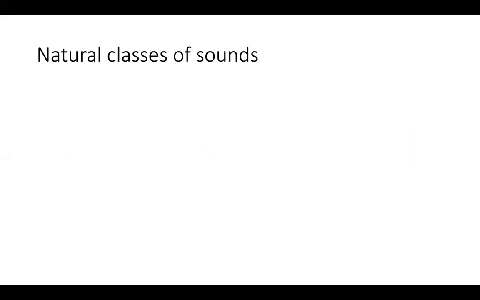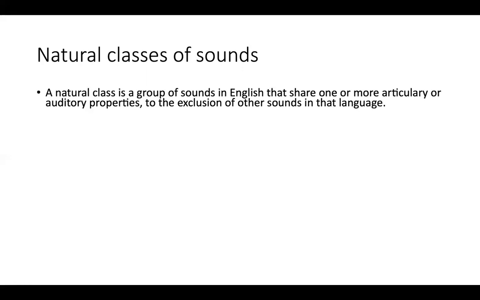Before we talk about phonological rules, let's first go over some natural classes of sounds, because sometimes to describe the phonological rules, we need to be talking about a class of sound instead of a single sound. A natural class is a group of sounds in English that share one or more articulatory or auditory properties to the exclusion of all other sounds in that particular language.